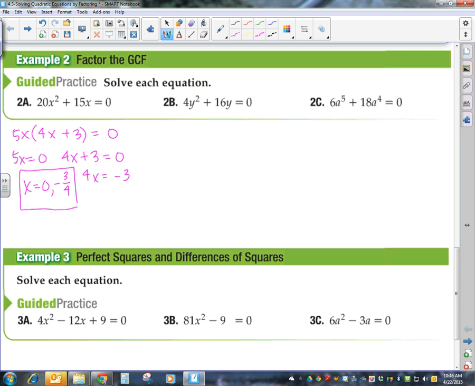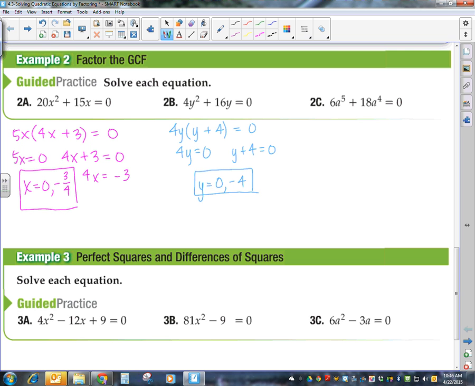Okay, what if we go to the next one? Again, two terms. The first thing I always want to look for is the GCF, 4y, leaving me with y plus 4 equals 0. So setting each factor equal to 0, 4y equals 0, y plus 4 equals 0. I know a lot of y'all can do it from there, so I'm going to say y equals 0 or -4.